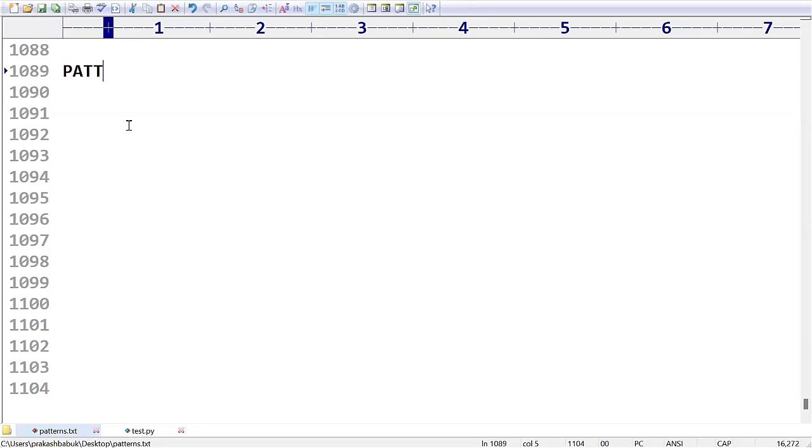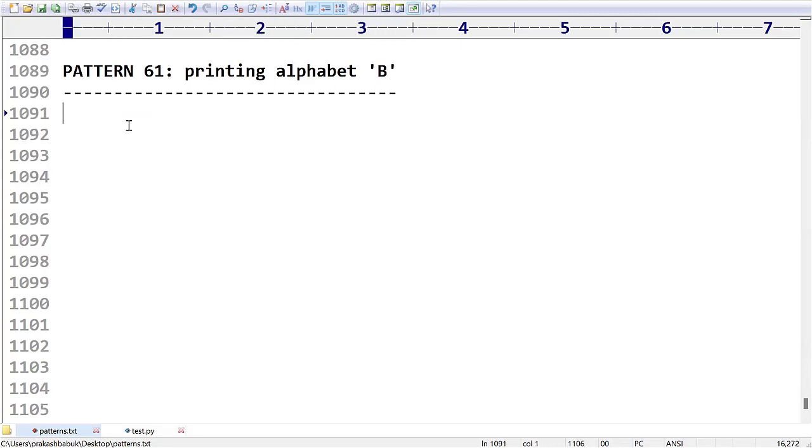In the last videos, we started printing the patterns of the alphabets. In today's session, we are going to see pattern number 61, which is nothing but printing the alphabet called B. Sir, how to print this alphabet B? We have to discuss in today's session.